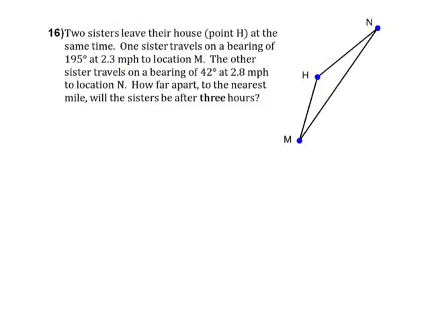In this problem, we're going to take a look at a situation where we've got a couple people walking away from each other, and we need to find the distance between them. We're going to be using a little bit of law of cosines here. So let's check out the problem.